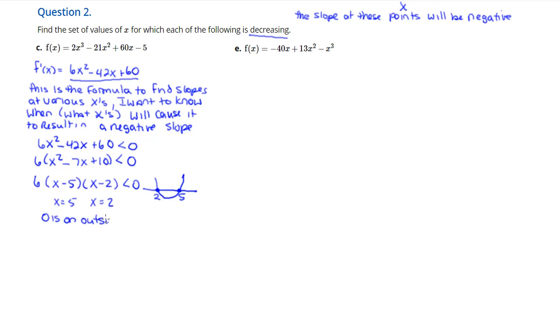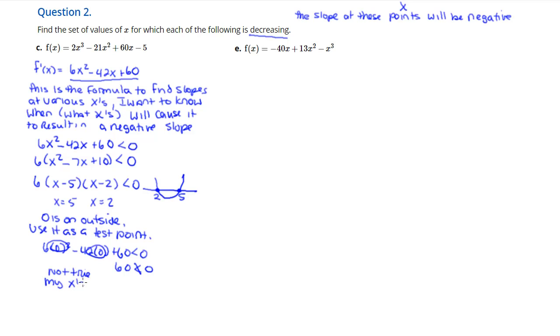If I plug in a 0, that's on the outside. Well, it's pretty easy to tell that that's not going to work, because when I plug this in here, well, let's take a look at it. That's going to be 0 plus 60 is less than 0. Well, that's not true. 60 is not less than 0. So the answers are not on the outside, they're on the inside. So what I do is I write it like this as an AND statement. My x's are less than 5 and greater than 2.